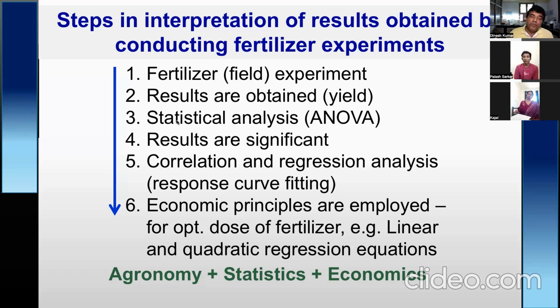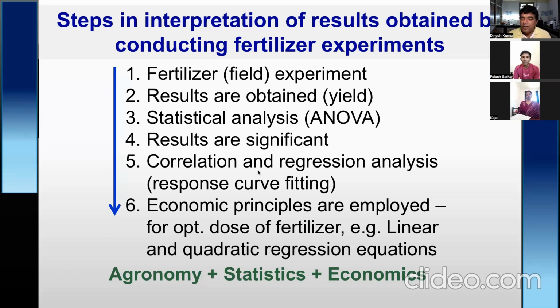So now you need to go for statistical analysis. You need to see whether the F test is significant or not. If results are significant, then we can do correlation and regression analysis, and then we can find out the optimum dose of the fertilizer. Otherwise, if our results are non-significant, we need not go any further. We stop here and it is all over. There is no fun in doing further analysis. So if results are significant, then we can do correlation and regression analysis.